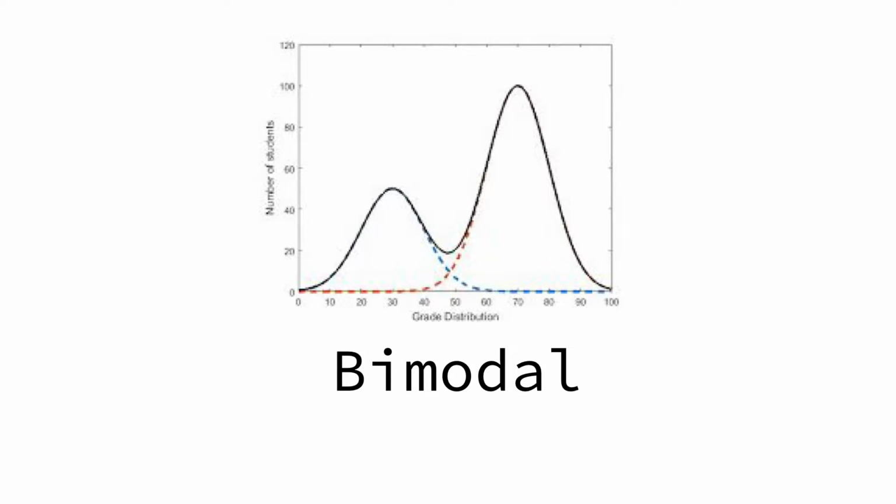We can also have data that are centered around certain parts, and if there are two parts where the data is congregated, bi means two, and so this is considered a bimodal graph.